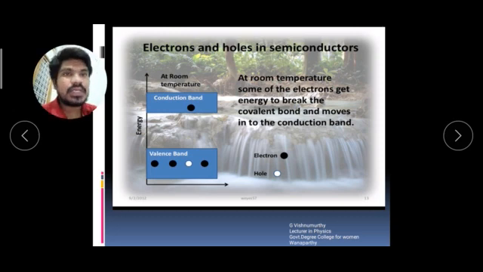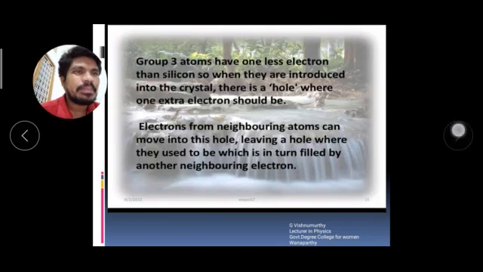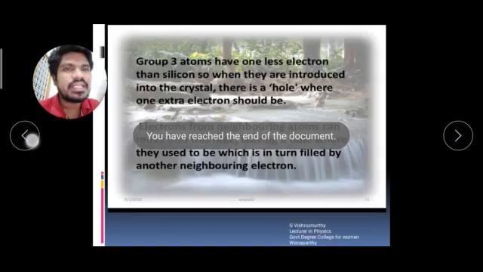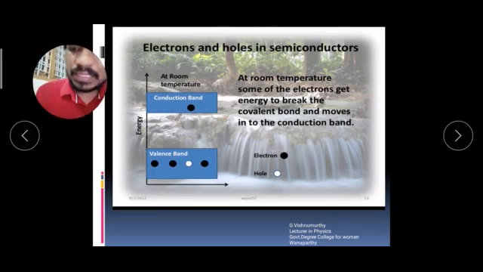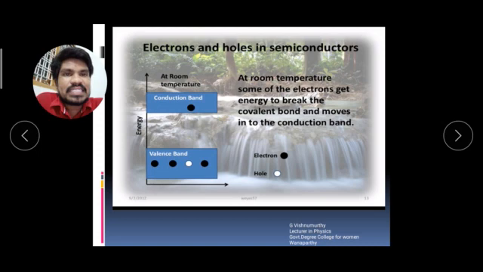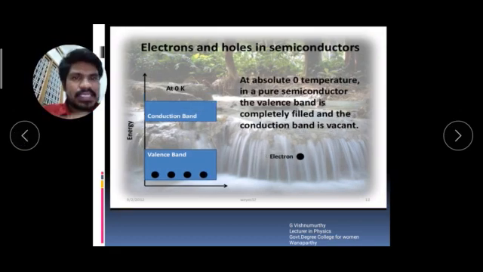So this is how electrons and holes are formed in the valence band and conduction band, and next, the formation of N type material and P type material, how they are forming. Let's see this. Semiconductors are again divided into two types. One is the intrinsic semiconductor, and the second one is the extrinsic semiconductor, depending upon the doping process. Here you see this.